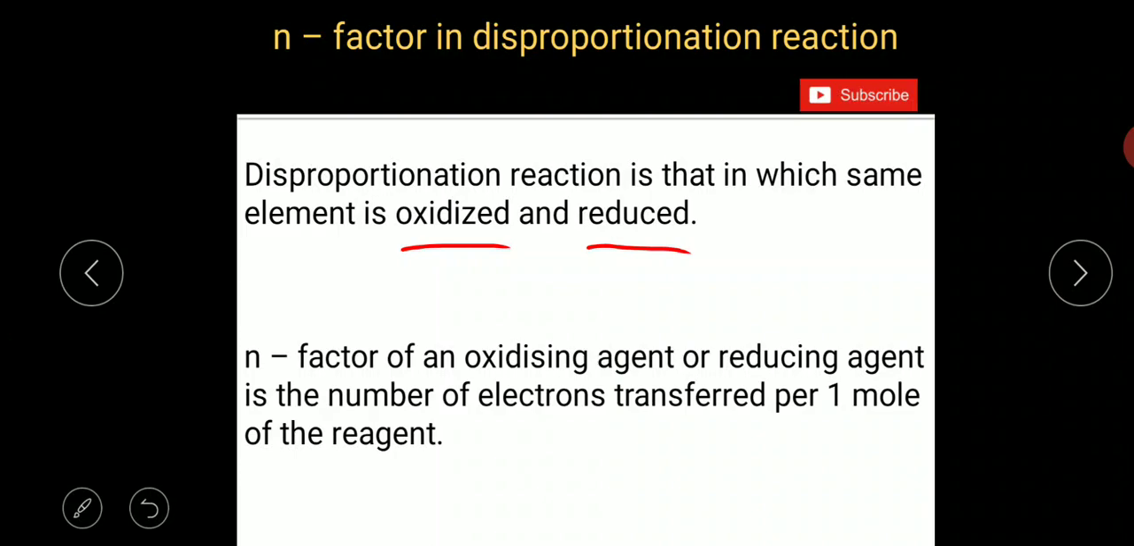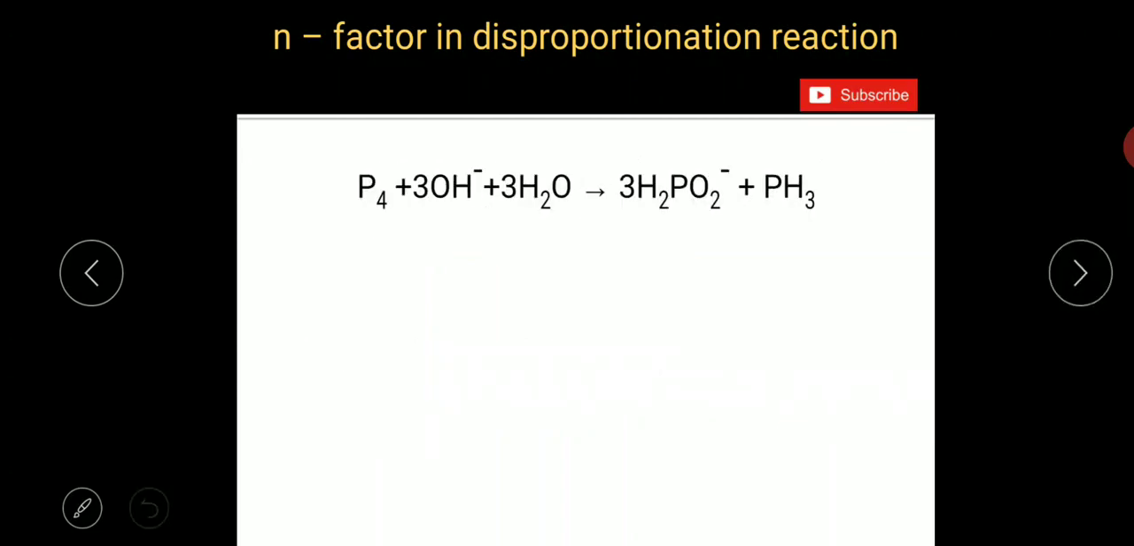And n factor of a reducing agent or oxidizing agent is the number of electrons transferred per 1 mole of the reagent. And let us see this equation.